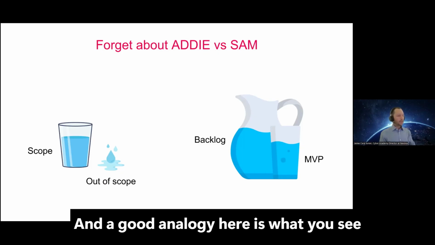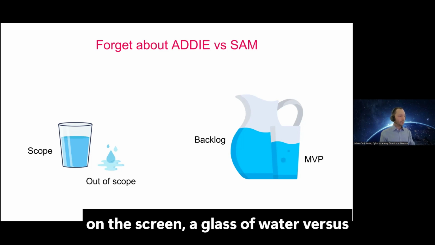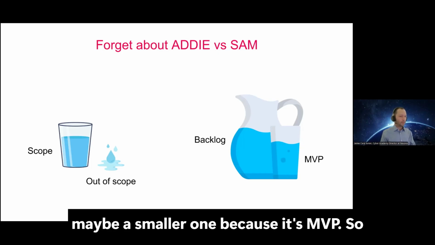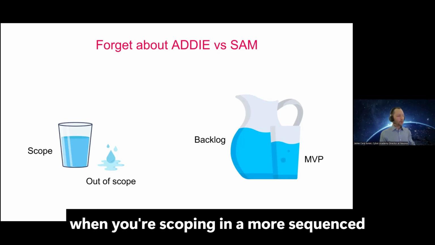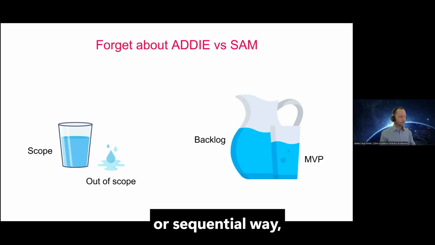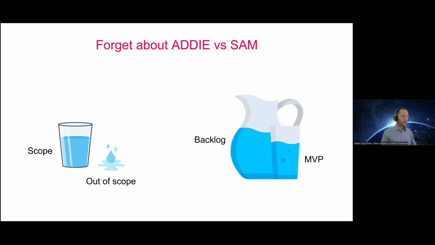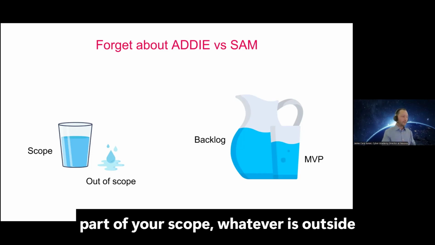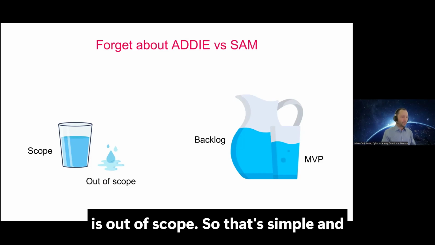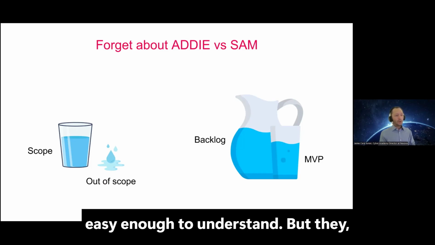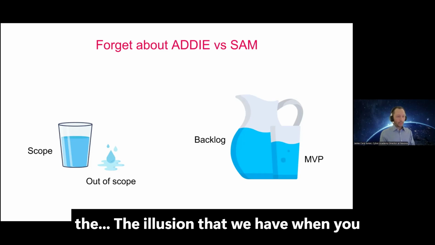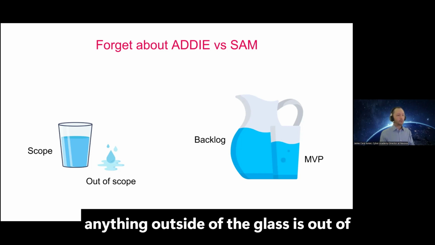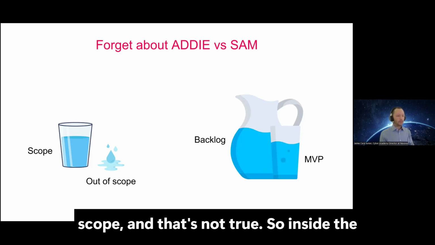And a good analogy here is what you see on the screen. A glass of water versus a jar with another glass of water, maybe a smaller one because it's MVP. So when you're scoping in a more sequenced or sequential way, let's say water is your scope. So whatever is inside the glass is part of your scope, whatever is outside is out of scope. That's simple and easy enough to understand. But the illusion that we have when you go into more agile approaches is that anything outside of the glass is out of scope, and that's not true.